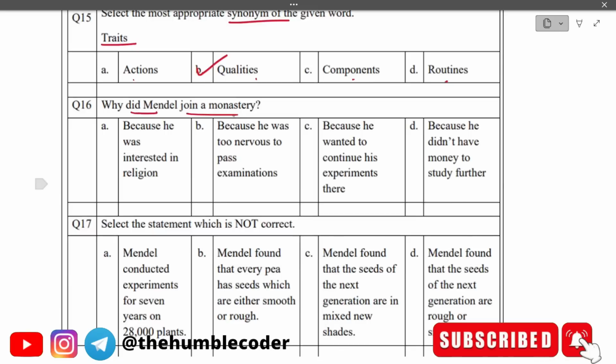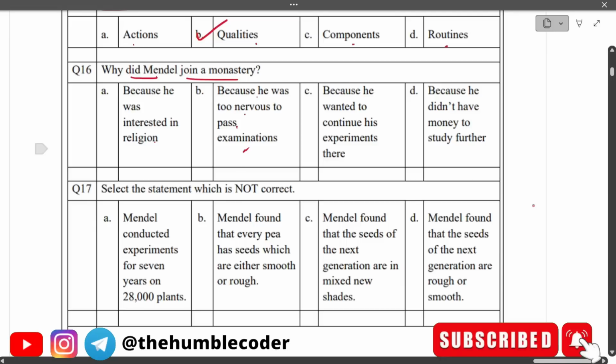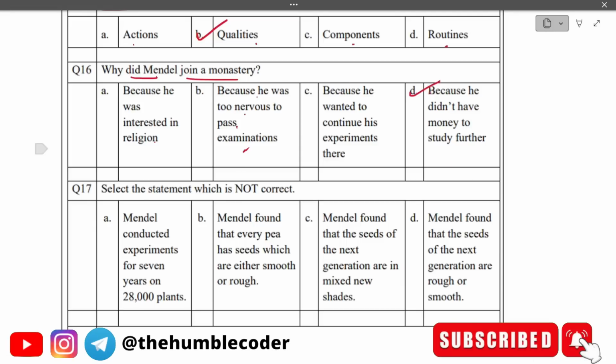Why did Mendel join a monastery? The options are because he was interested in religion, because he was too nervous to pass the exam, because he wanted to continue his experiments there, because he didn't have money to study further. See, if you have read the passage, the correct answer is because he did not have money to study further. Okay, it was there in the first paragraph itself on line number 2 or 3, if you have noticed it correctly. The correct answer for this is going to be option number D, which is because he didn't have money to study further, he joined the monastery.